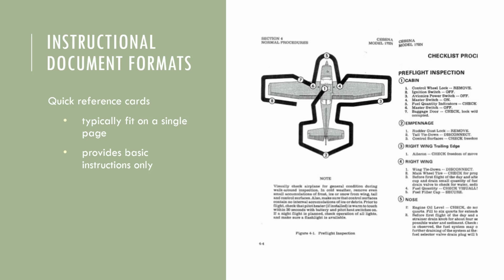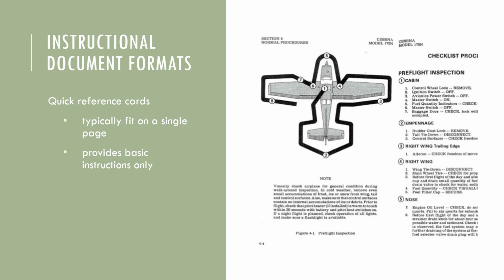Another kind of instructional document is a quick reference card. This is typically something that fits on a single page and provides basic instructions only. Now, my husband is a private pilot, and when he gets in his plane, no matter when it is, he goes through this routine, this walkthrough, this checklist every single time. It's part of what he does. It's required by the FAA, and he does it quite efficiently.